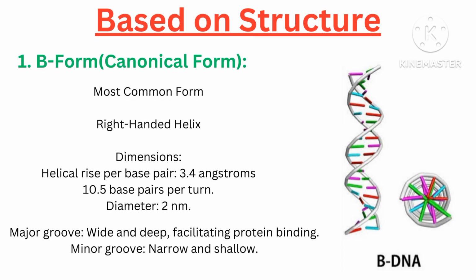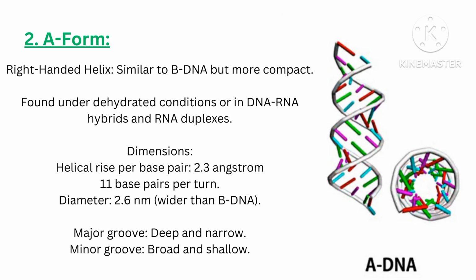Biological role: the standard form of DNA involved in replication, transcription, and interaction with regulatory proteins. 2. A-DNA. Features: right-handed helix, similar to B-DNA but more compact. Environment: found under dehydrated conditions or in DNA-RNA hybrids and RNA duplexes. Dimensions: helical rise per base pair 2.3 angstrom, 11 base pairs per turn.